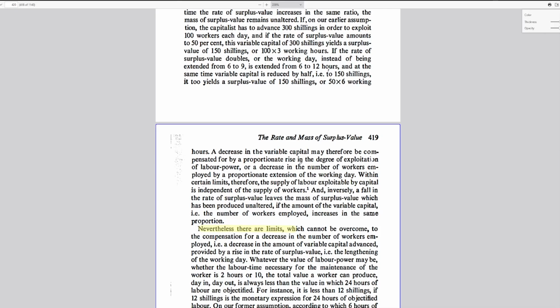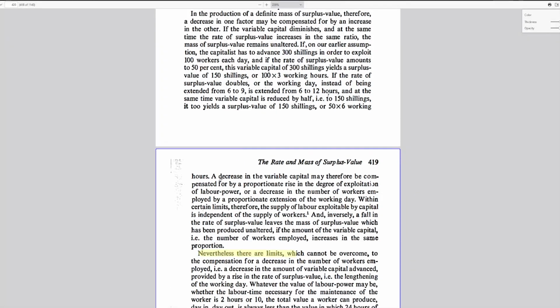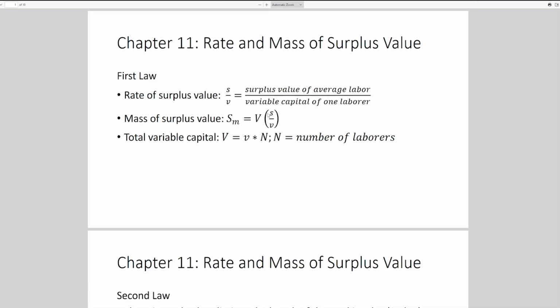I think he's somewhere in here. Yeah, here we go. "A decrease in the variable capital may therefore be compensated for by a proportionate rise in the degree of exploitation of labor power, or a decrease in the number of workers employed by a proportionate extension of the working day." Let's look at our formula one more time, right?